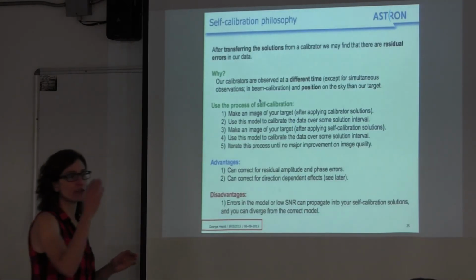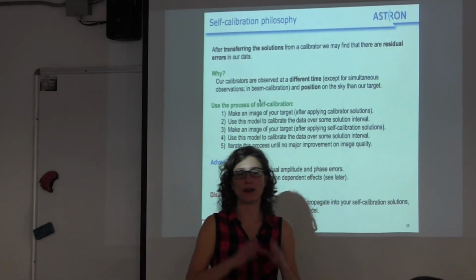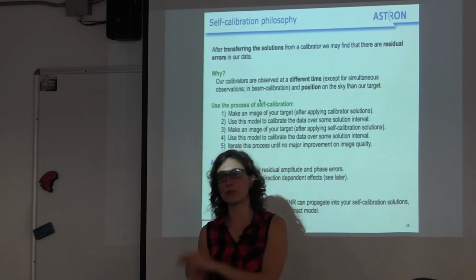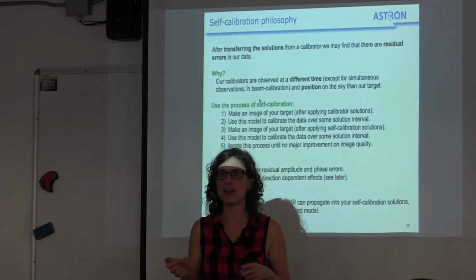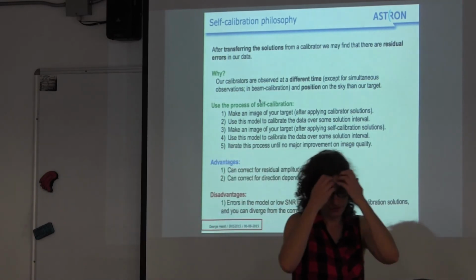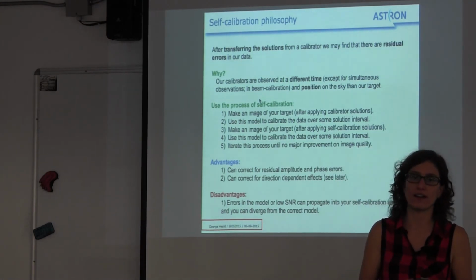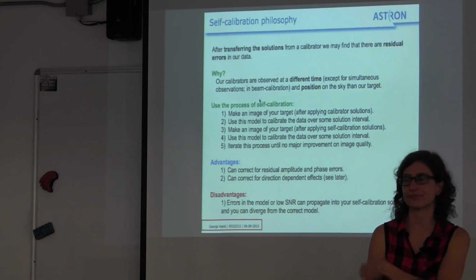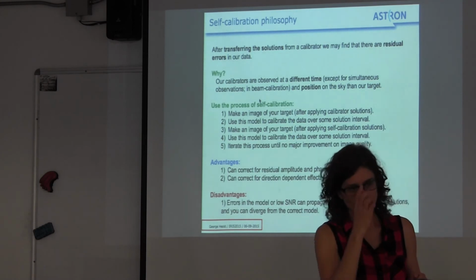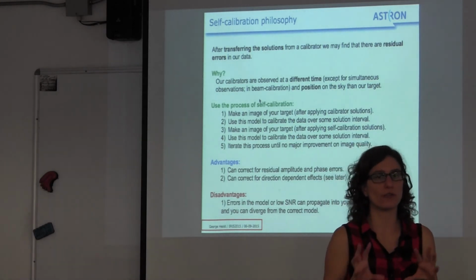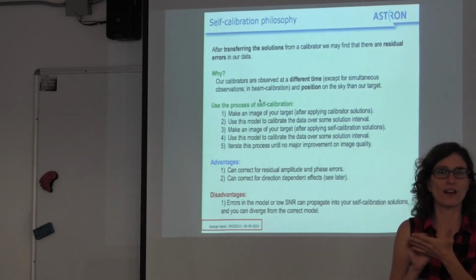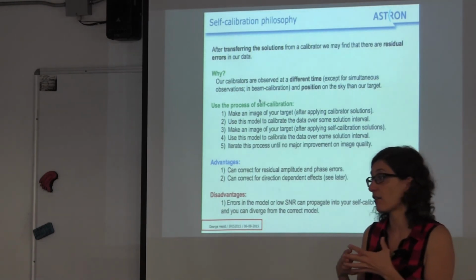So after doing all this process of calculating corrections by observing known sources, if after all I go to my target field and I image my target field and still it doesn't look right, it's very noisy, I can do one final strategy, which is called self-calibration. It's a bit of a tricky thing, but you basically try to use a model of your source in order to obtain the correction to residual effects that you might still have.